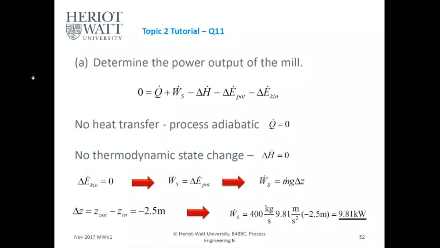And what's potential energy? mgΔz, or mgh, change in height. The change in height is negative 2.5 meters, because it's falling from a height to a lower height. And your answer is 9.81 kilowatts. All good?